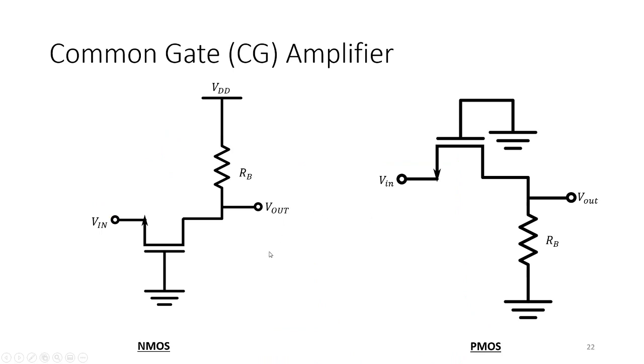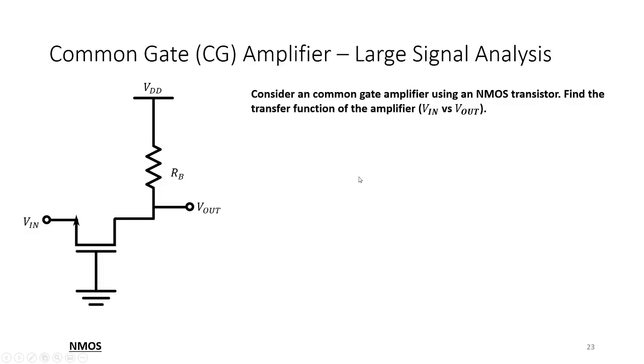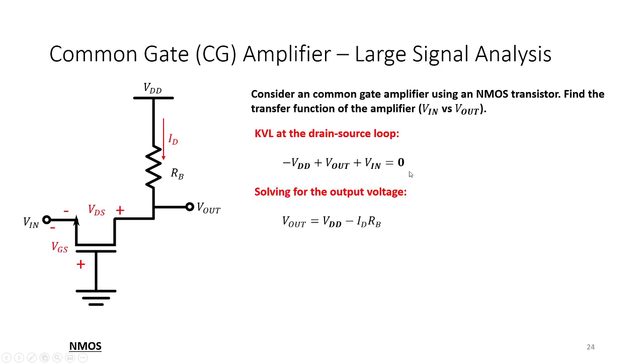Lastly, look at the common gate. Remember, in order for us to find out if the amplifier is a common gate, we look at the gate, and mostly it is a constant. See? For the NMOS, it looks like this. For a PMOS, it looks like this. Then let's repeat the process again. Let's consider a common gate using NMOS and find the transfer function.